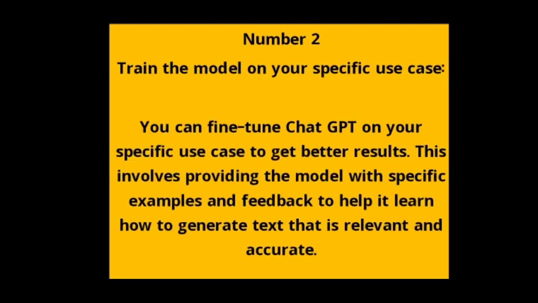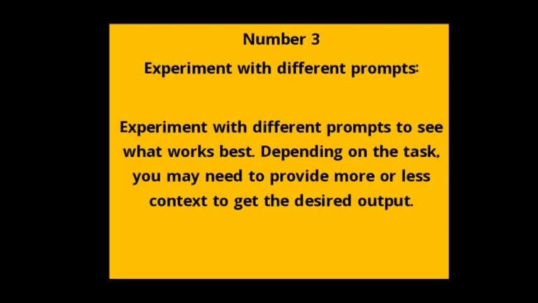Number 2. Train the model on your specific use case. You can fine-tune ChatGPT on your specific use case to get better results. This involves providing the model with specific examples and feedback to help it learn how to generate text that is relevant and accurate. Number 3. Experiment with different prompts. Experiment with different prompts to see what works best. Depending on the task, you may need to provide more or less context to get the desired output.